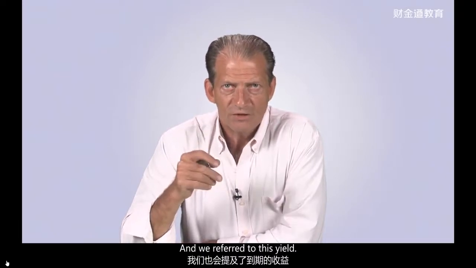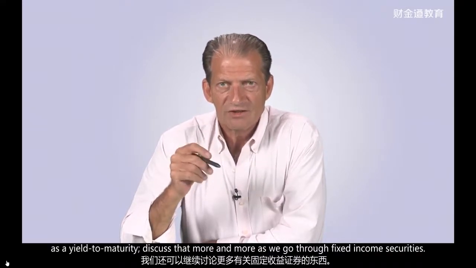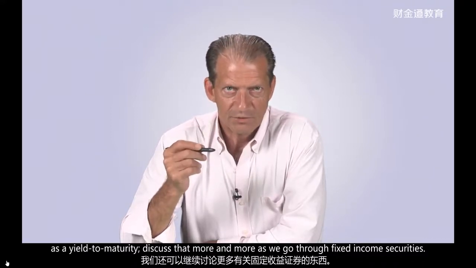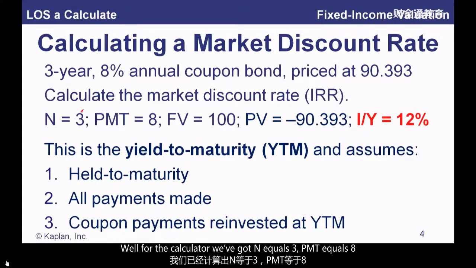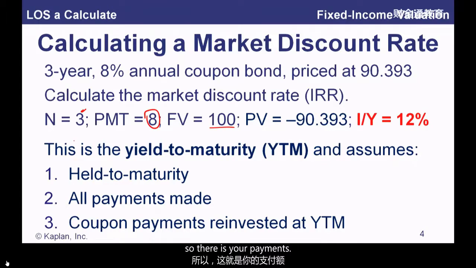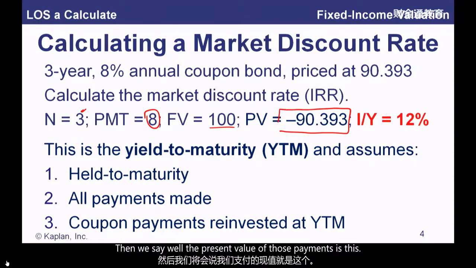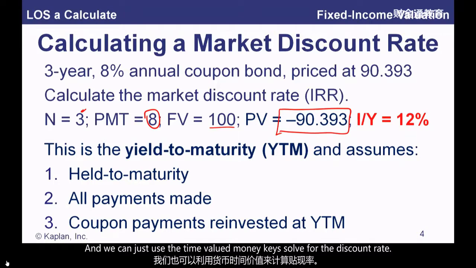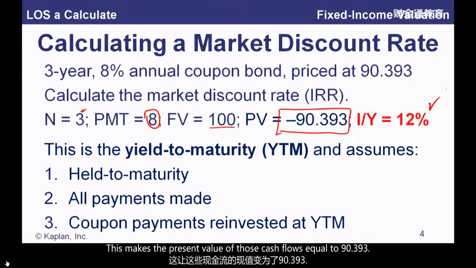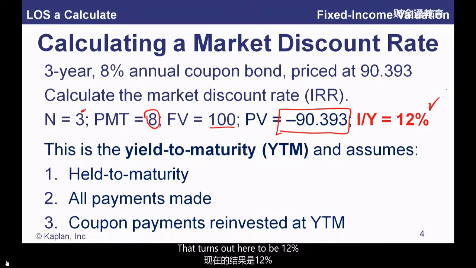And we'll refer to this yield as the yield to maturity, and we'll discuss that more and more as we go through fixed income securities. But for the calculator, we've got N equals 3, payment equals 8, same thing we had before, future value 100. So there's your payments. And then we say the present value of those payments is this, and then we can just use the time value of money keys, solve for the discount rate that makes the present value of those cash flows equal to 90.393. And that turns out here to be 12%. Not surprising after our last slide. So this we're going to call the yield to maturity.